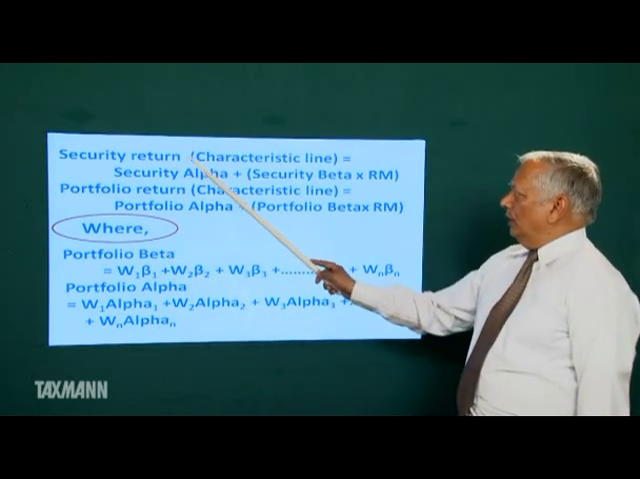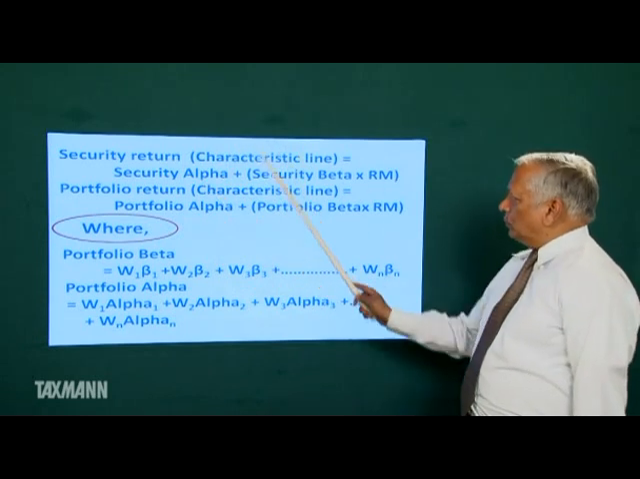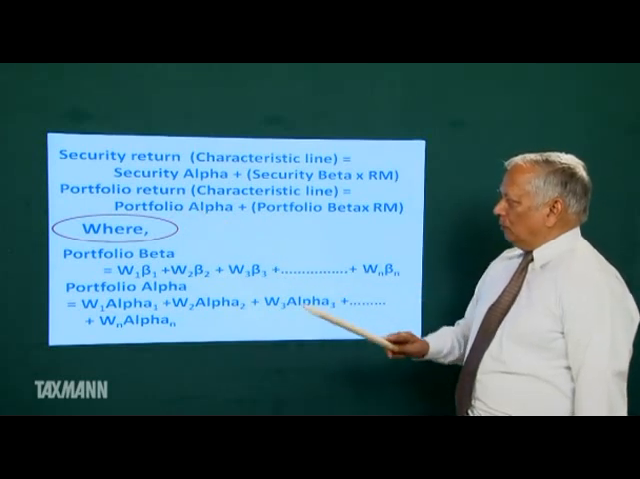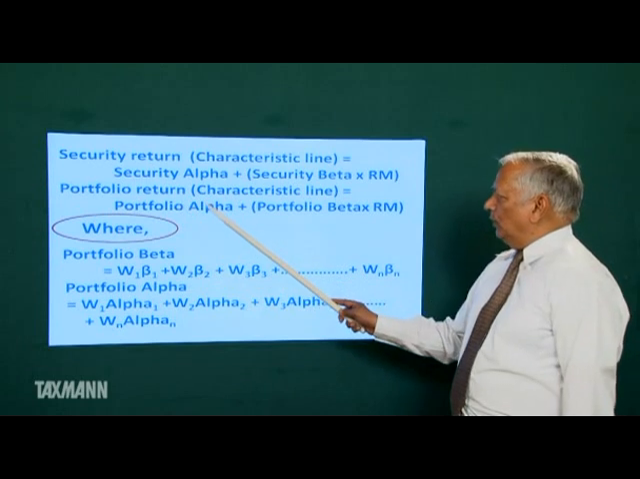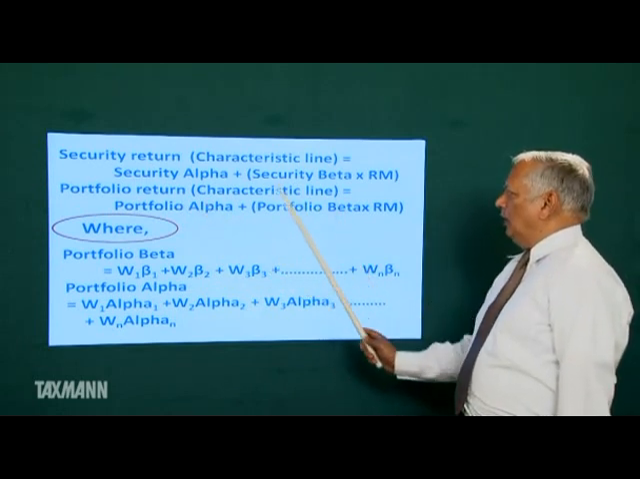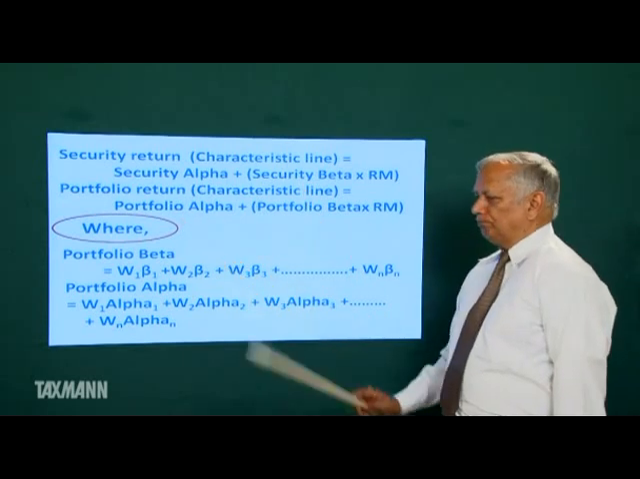So, security return is equal to security alpha plus security beta into RM. To calculate portfolio return, we will take portfolio alpha, we will take portfolio beta, and portfolio return will be portfolio alpha plus portfolio beta into RM. That will give us portfolio return.